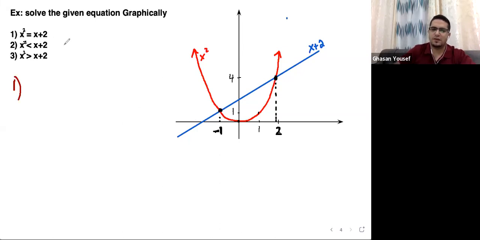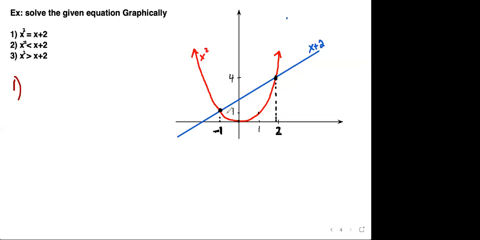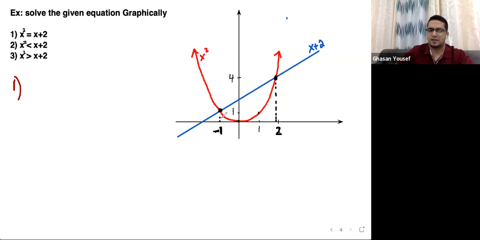We're looking for the intersection between the blue one and the red one. As we see here, the intersection values are at x equal -1 and at x equal 2. So the answer to the first question: this is my -1 and x equal 2. This is the answer.